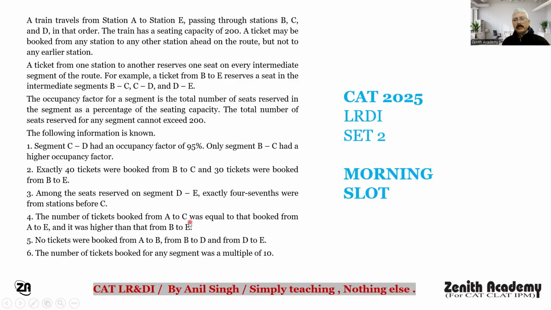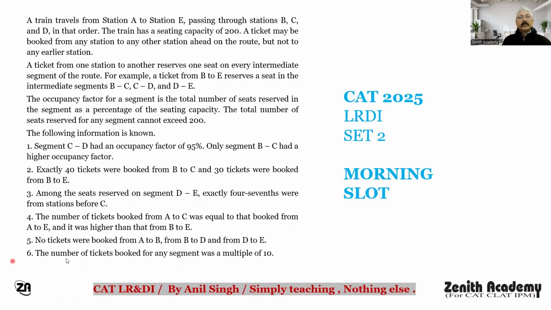The number of tickets booked from A to C was equal to that booked from A to E, and it was higher than that from B to E. No tickets were booked from A to B, from B to D, and from D to E. The number of tickets booked for any segment was a multiple of 10.